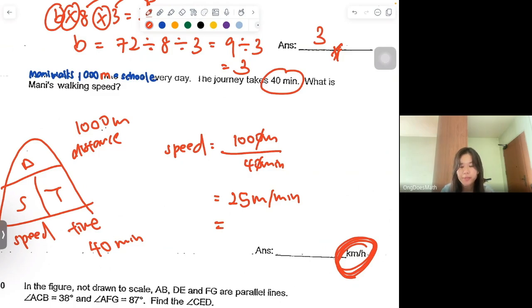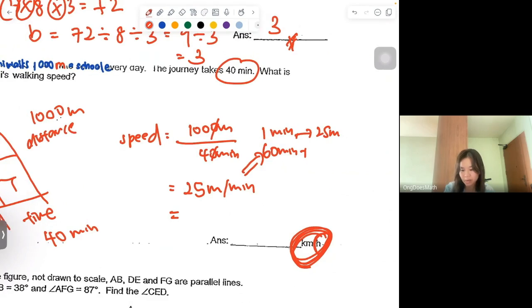So before we do it, you have to understand what speed means. 25 meter per minute actually means that for every 1 minute, Mani can walk 25 meter. So to express it in hour, 1 hour is 60 minutes. So in 60 minutes, Mani can walk what distance? He can walk 60 times 25, right?